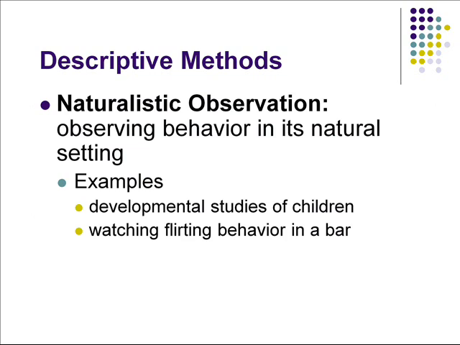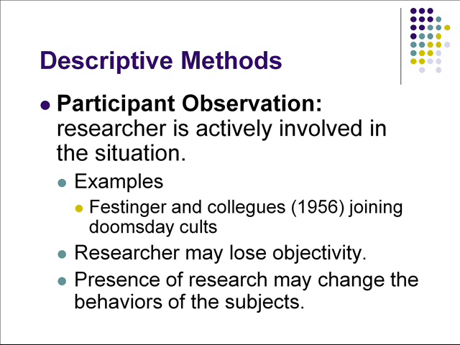One type of descriptive study is naturalistic observation. In this type of study, the researcher is a passive observer of the subjects in their normal environment. The researcher does not interact with the subjects to influence their behavior. An example of this is research on flirting, in which the researcher sits unobtrusively in a bar and records the behaviors of the other patrons as they interact with one another.